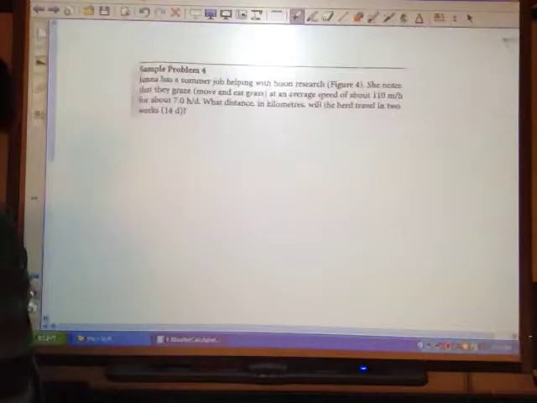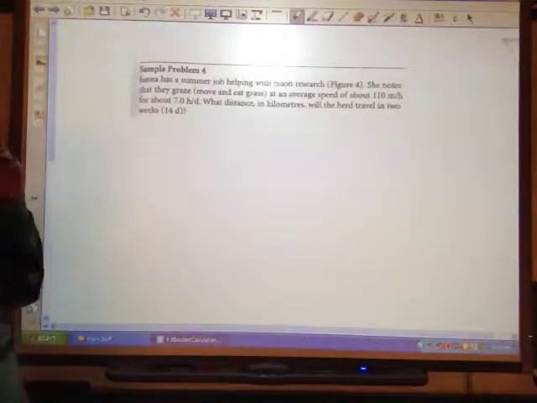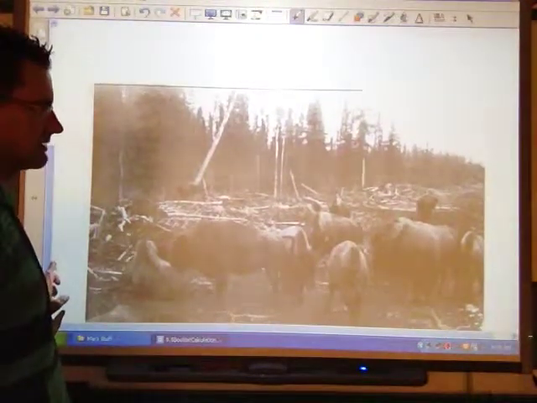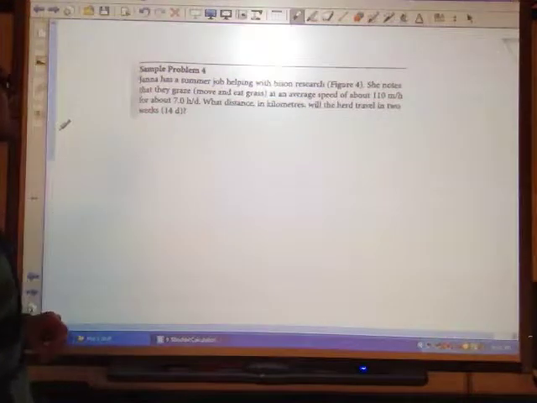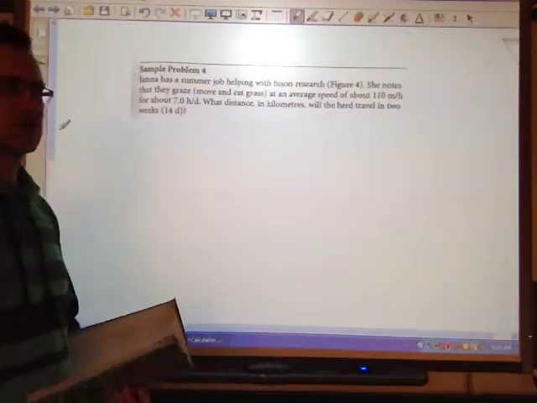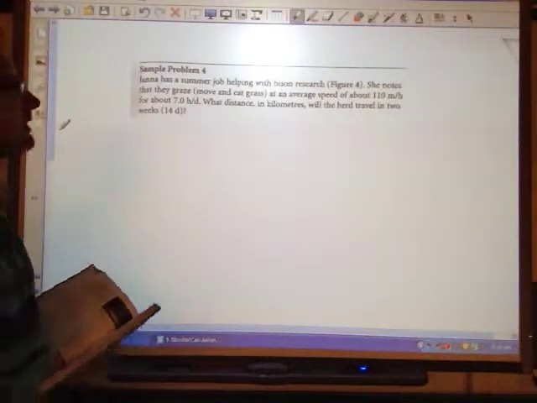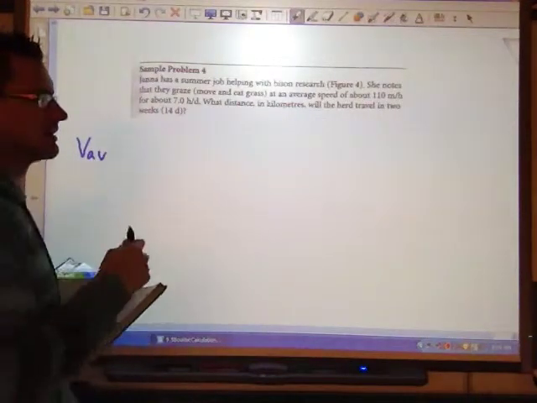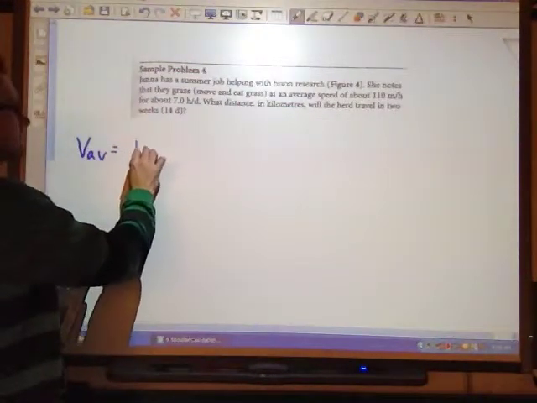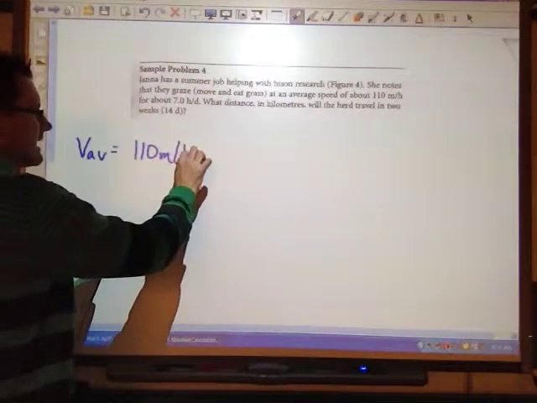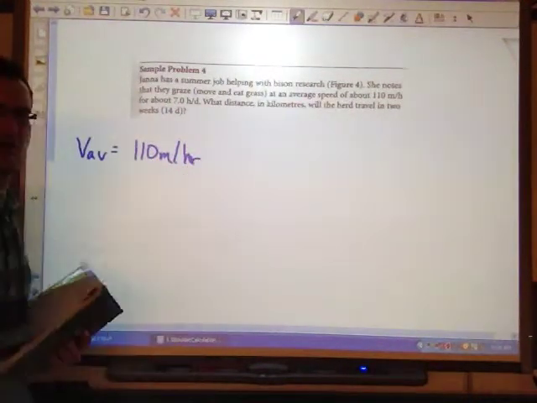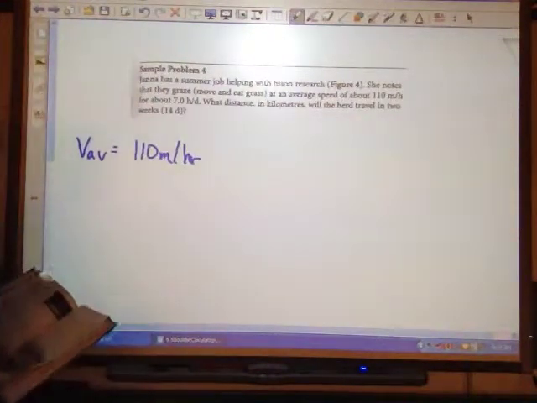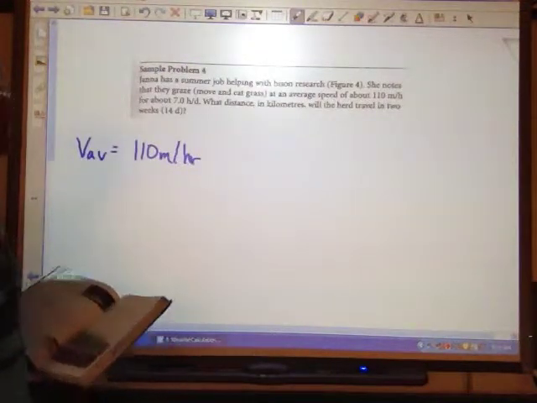And I believe there's one more question here. Jana has a summer job helping with bison research. She notes that they graze, which means move and eat grass, at an average speed of about, now here's an interesting unit, 110 m/h. Now the m is not miles, it's actually meters per hour, because we're talking about bison here. They're not going to be running around at 110 miles per hour or 110 kilometers per hour, unless they have a red cape on their back with a big B.